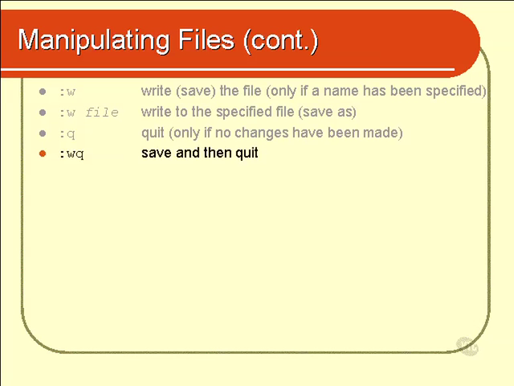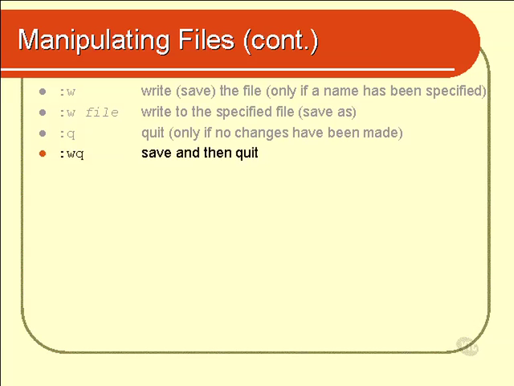The next option we have is :WQ, which, as you can imagine, saves the file and then quits. And this would have to be one of the most common ways of exiting Vi, if not the most common of all. You've made some changes to the file, simply do :WQ, saves the changes automatically and quits.